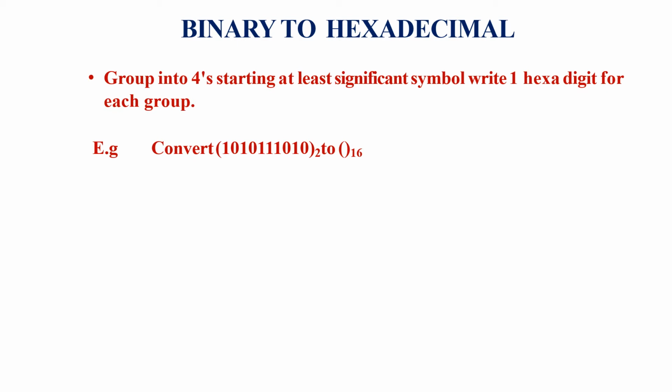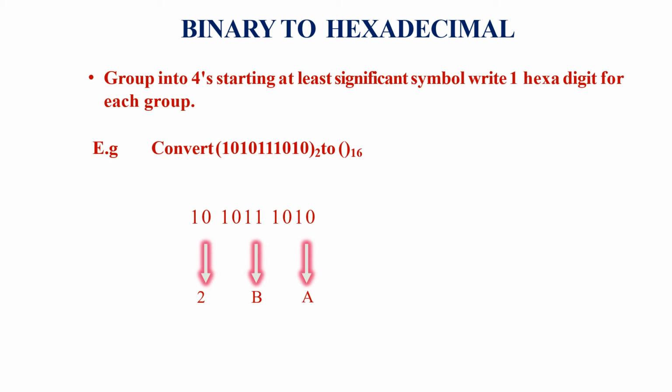So for the given binary, starting from the LSB bit, we can group 4, 4. So 1, 0, 1, 0, this 4 bits as a group, and then this 4 bits 1, 0, 1, 1 as a group, and remaining how many bits are there? Only 2 bits are there. How many bits do we require? 4. So we can add 2 zeros here, at the most significant end. So likewise, I'm grouping starting from the LSB bit, this 4 as a group, again this 4 as a group, and finally only 2 bits are there, so it is understood that there are 2 zeros here. Anyway, we can write that equivalent.